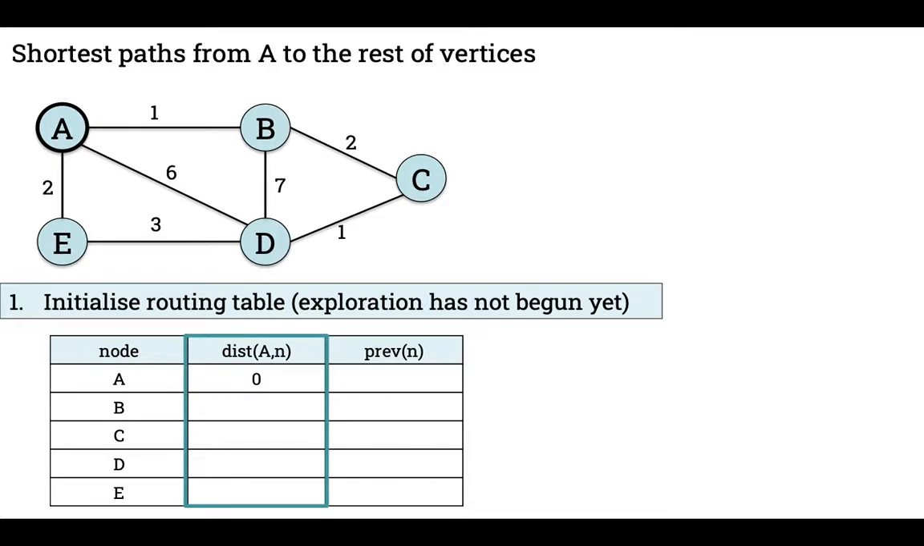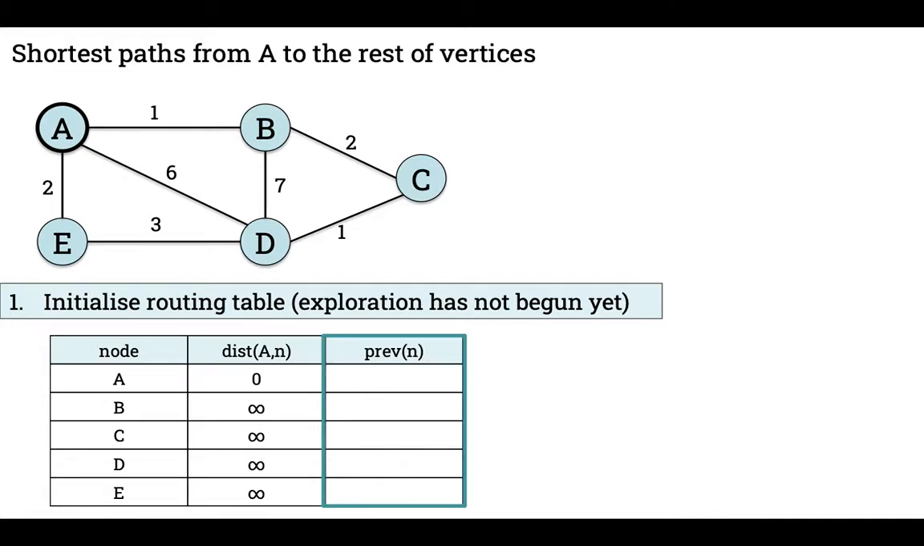Since you haven't started the traversal of the graph yet, you don't have information about the rest of the nodes. So, as far as you know, the rest of the nodes are at an infinite distance from node A. So, we can complete that information also in this table.